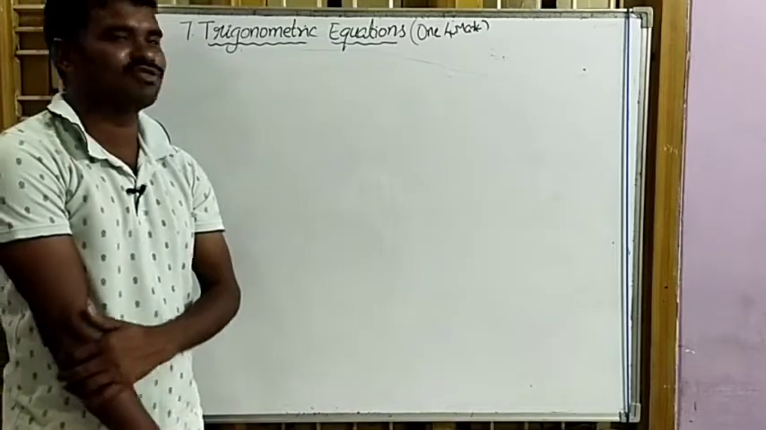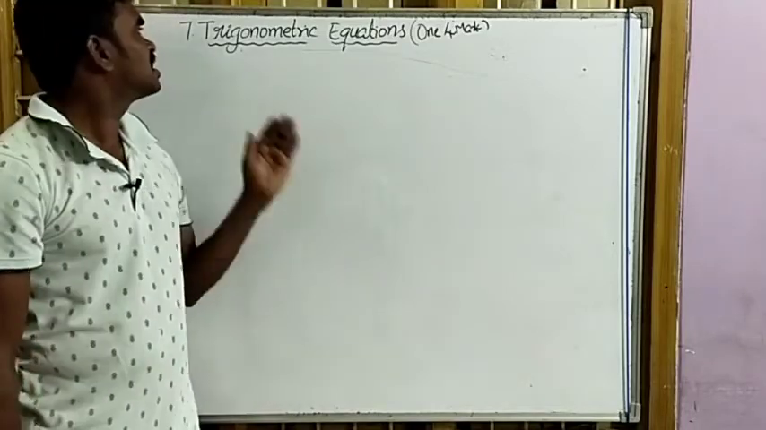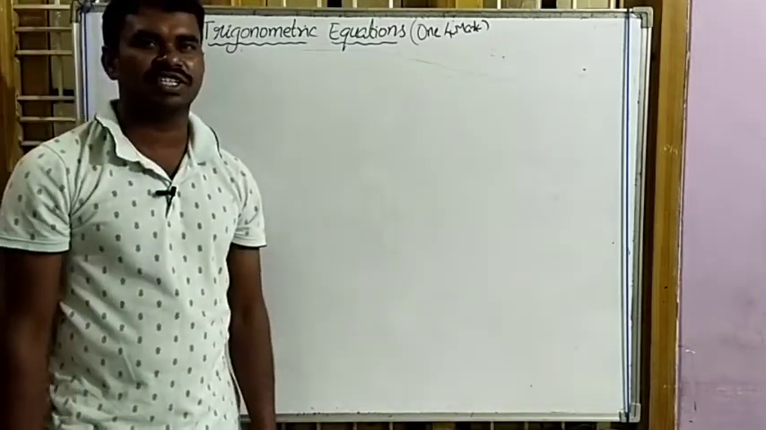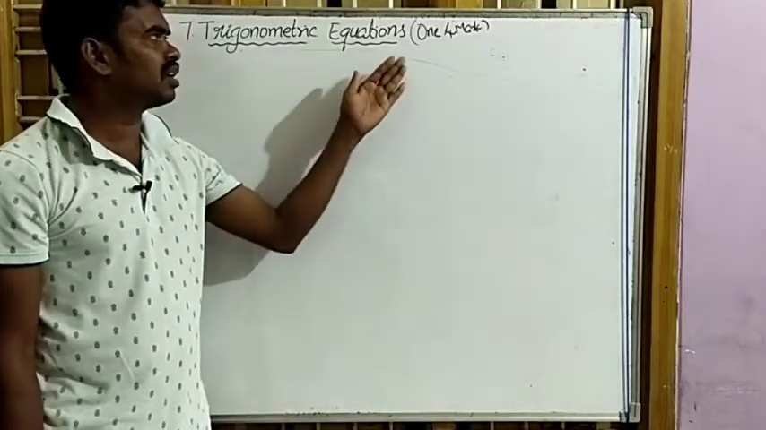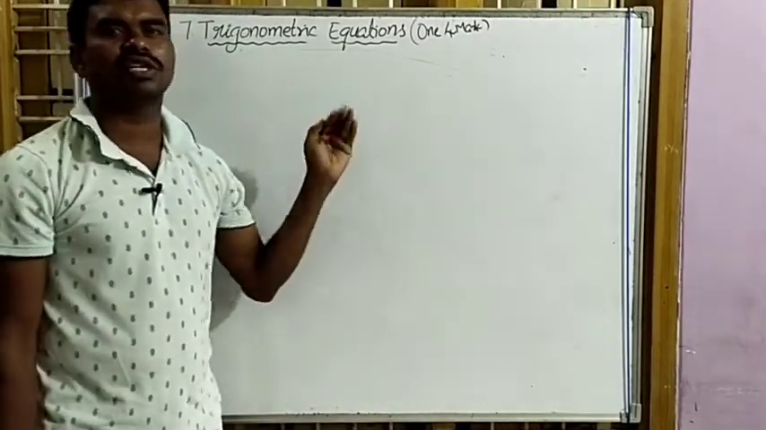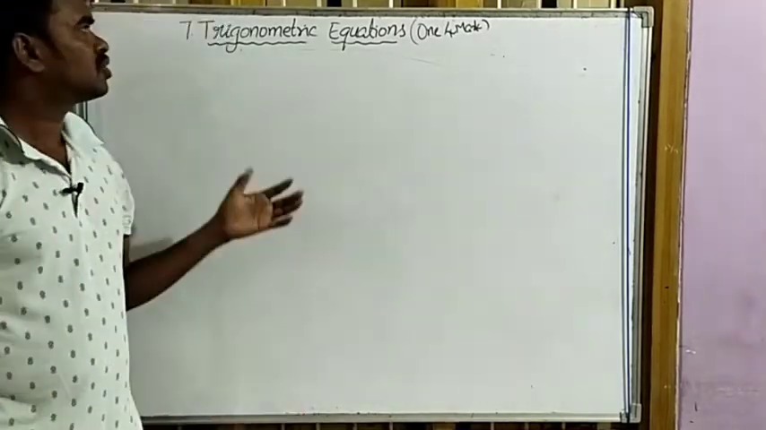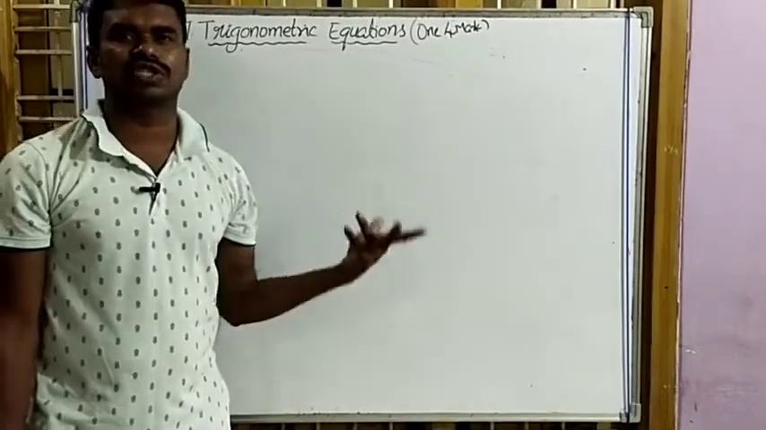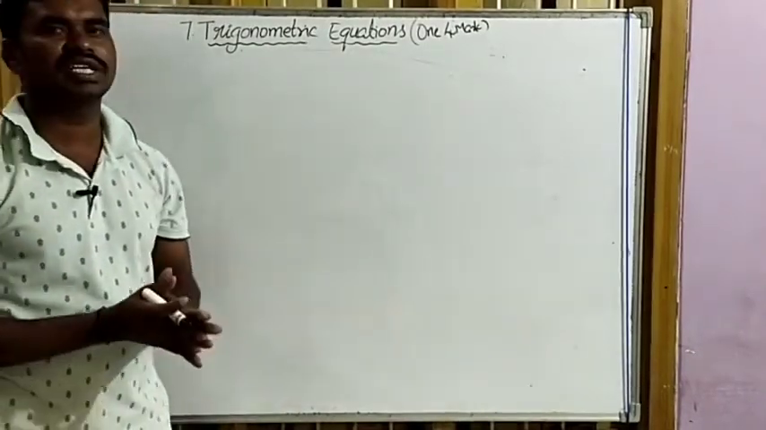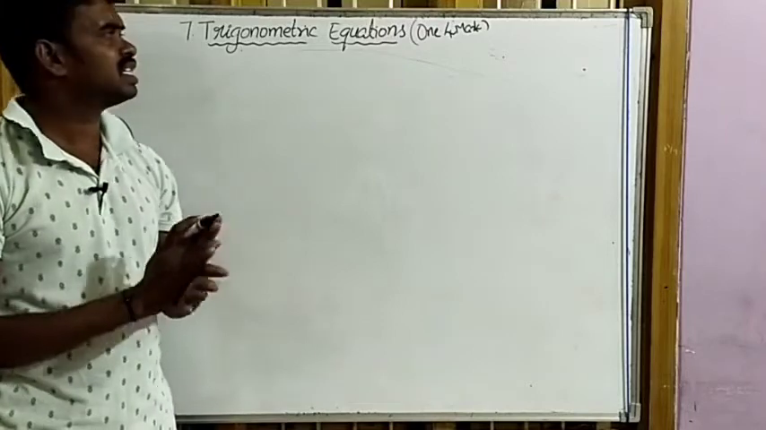Today our topic is first year Maths 1A, 7th chapter, Trigonometric Equations. From this chapter we can get one 4 marks question in the board exam. This chapter consists only of 4 marks questions, and it is a small topic, don't worry, an easy chapter.